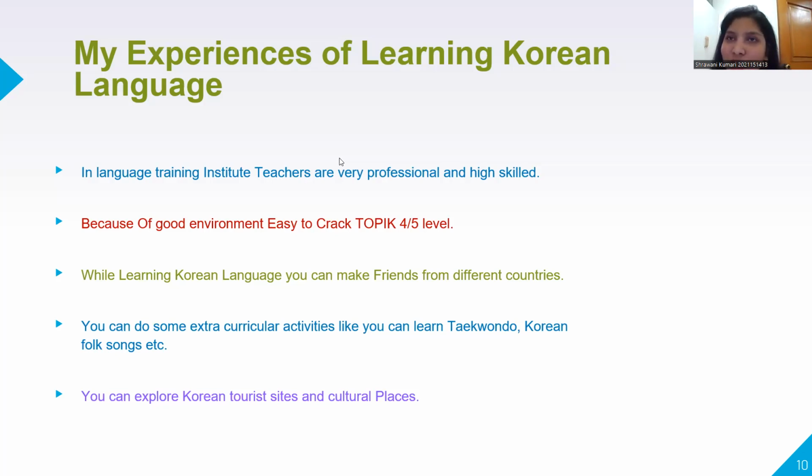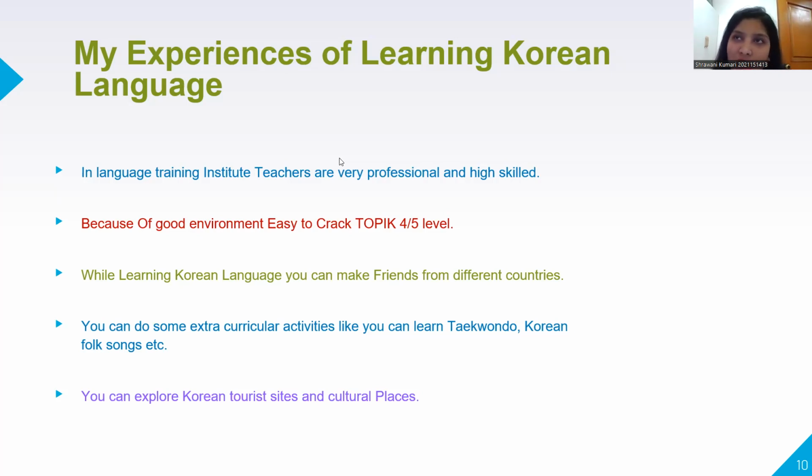But the people who are beginners and study Korean for the first time, they are totally depressed about TOPIK. And I also saw some of the Indian people who failed to get at least level 3, and they had to go back to India. So such things also appear in Korea, in the language training program.